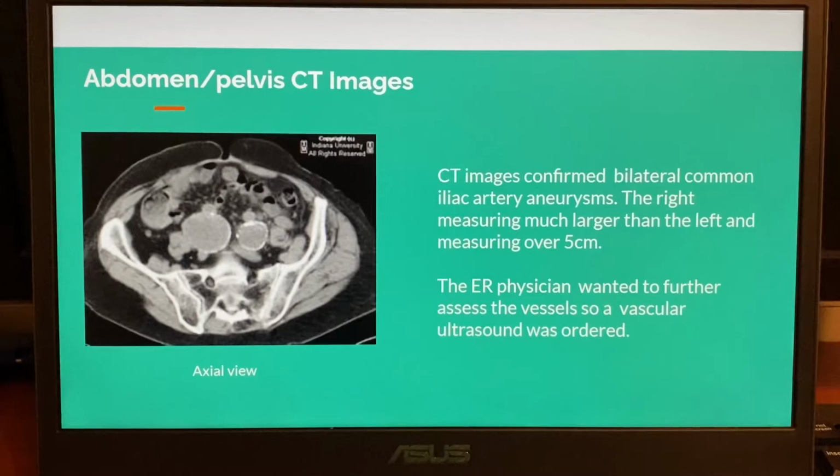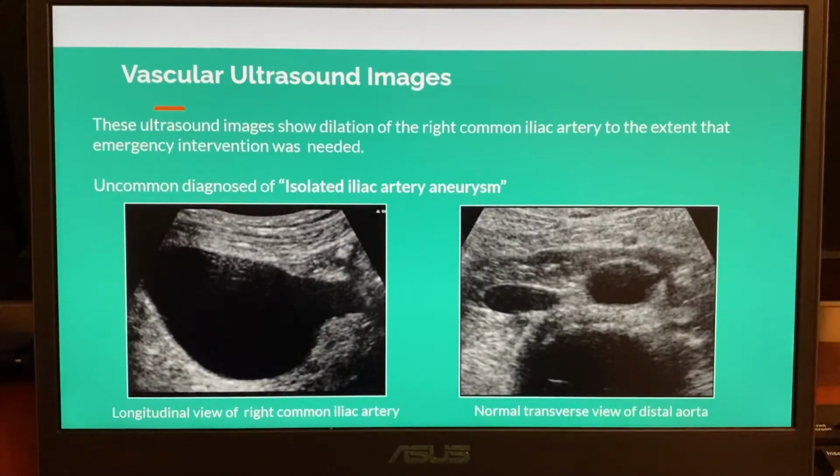The ER physician wanted to further assess the vessels, so he ordered a vascular ultrasound. These images show that there is indeed a dilation of the right common iliac artery to the extent that emergency intervention was needed. They diagnosed the patient with isolated iliac artery aneurysm.